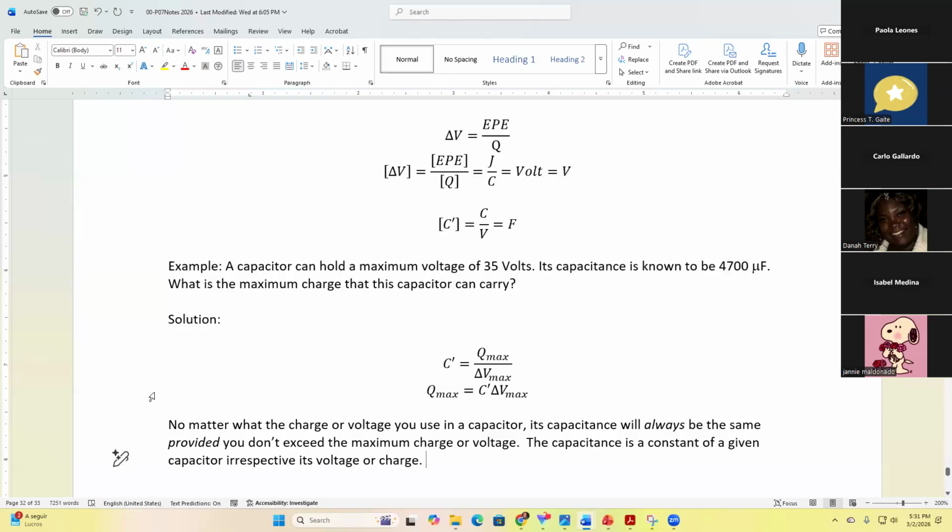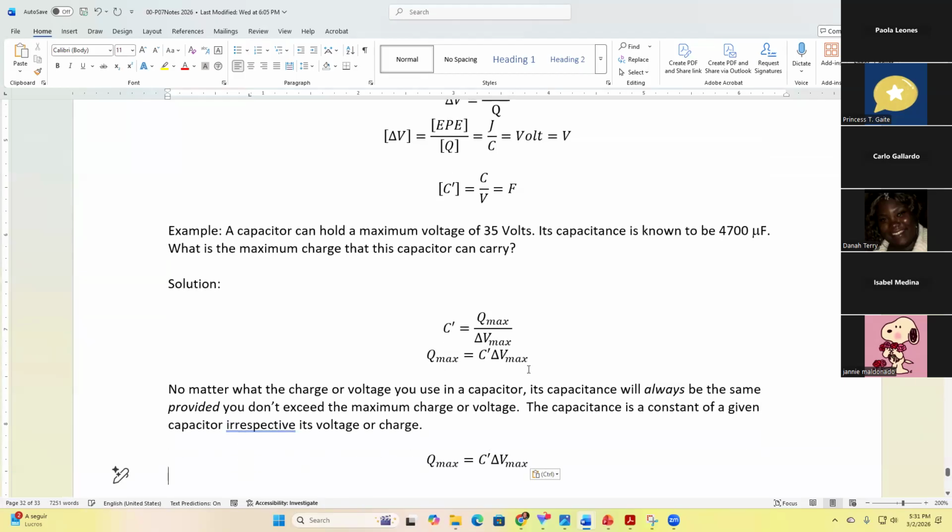So here you go, Qmax. Now you go ahead and put the numbers there. Here it is going to be 4,700 microfarad, which is 4.7 millifarad, by the way. The maximum voltage is 35 volts. You do this math and you get whatever in coulombs.